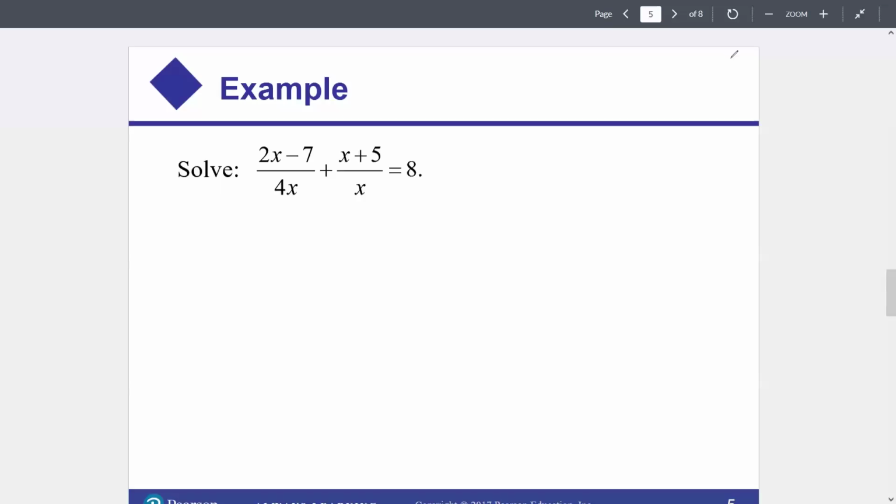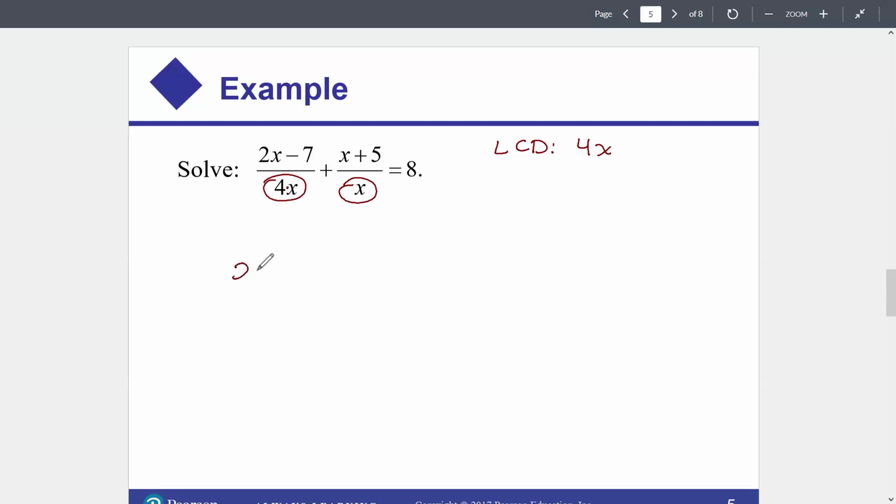Okay. So if I have (2x minus 7) over 4x plus (x plus 5) over x equals 8, we need the LCD, or the least common multiple of your denominators. In that case, that would just be 4x. Because we've got a 4, we have an x. Those are the only two factors that we have.